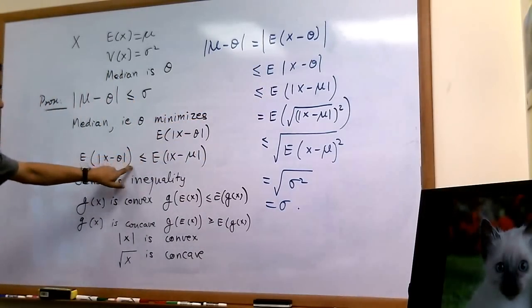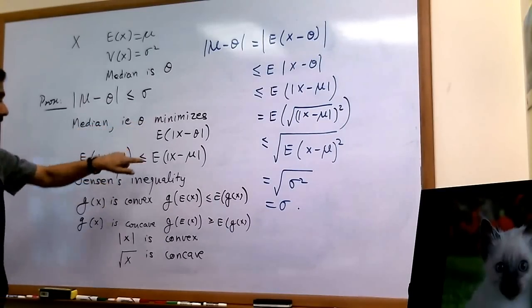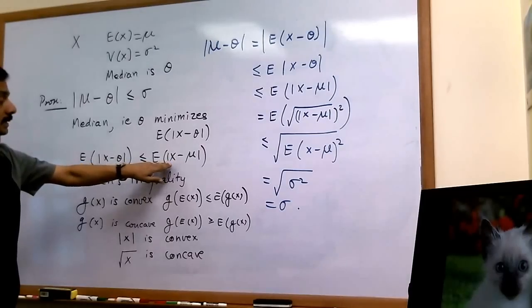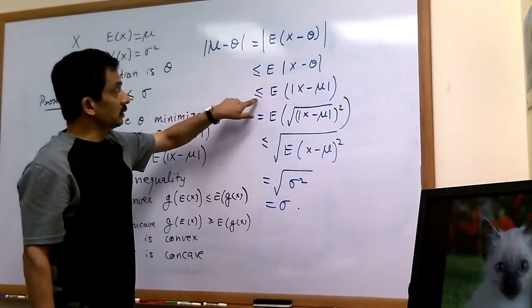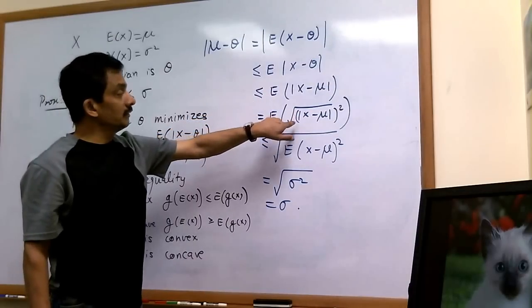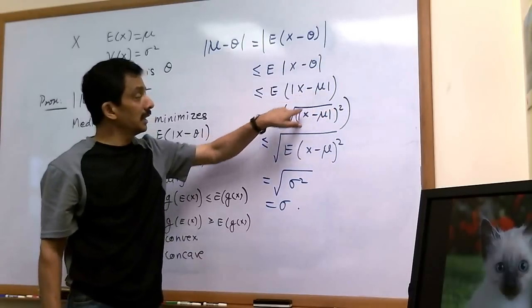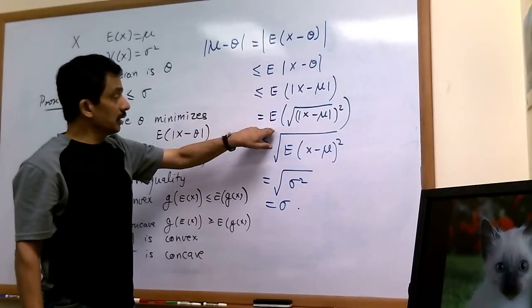Now, apply this inequality, which says because the median minimizes this expected value, it has to be smaller than or equal to the expected value of the absolute value of x minus mu. So this inequality holds. Now, what I have done here is nothing. I just took the square of it and took the square root of it. So that this equality holds.